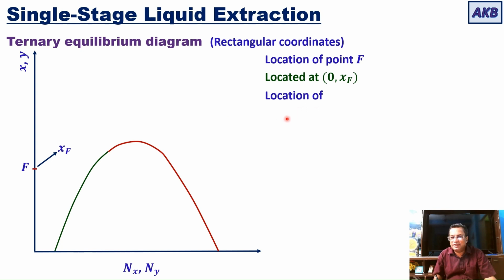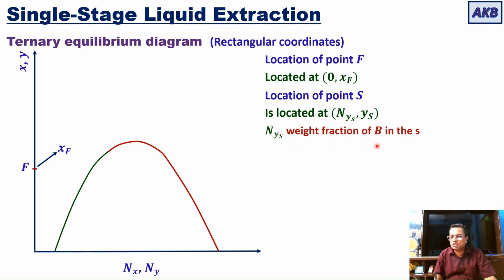And then after that, we need to locate point S. Point S will be located at a point which has the coordinates NYS and YS. What is NYS? Let me tell you. NYS is the weight fraction of B in the solvent phase, the initial solvent phase.